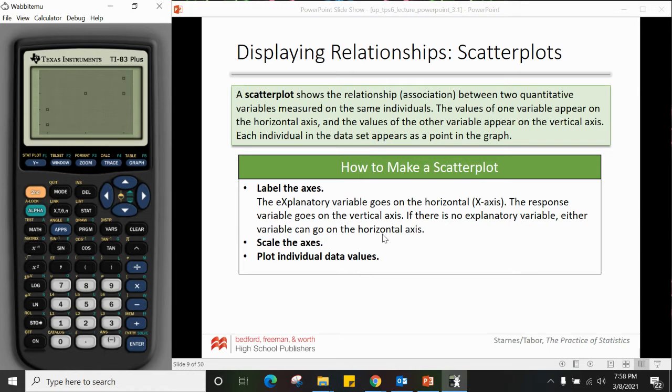So when you make a scatter plot, a couple of things. One, you must label the axes, right? And so here's another way to help you remember. The exploratory variable is always on the x-axis, right? X and x-axis. The response variable goes on the vertical axis. If there's no exploratory variable, either variable can go on the horizontal. Scale the axes, plot the individual data points, and I'm going to take it one step further and create a label for the graph. Okay, what are you actually looking at?